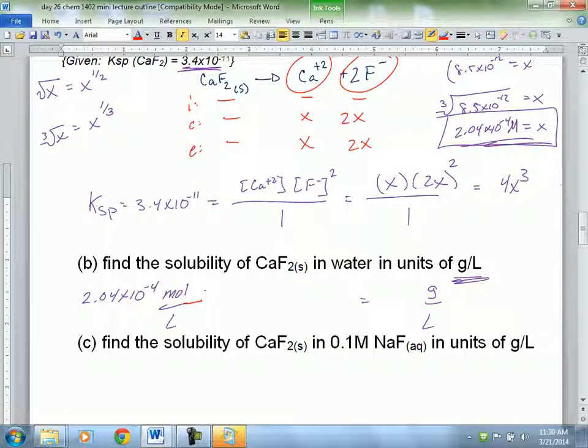This is 2.04 times 10 to the negative 4 molar. That's what we said. But we didn't say molar of what? Of what? It's the CaF2. We should have written that in.